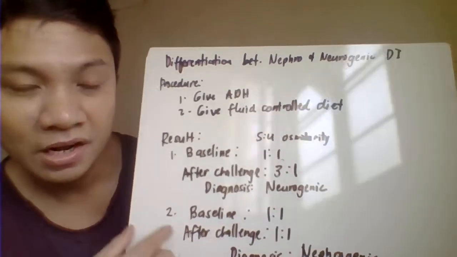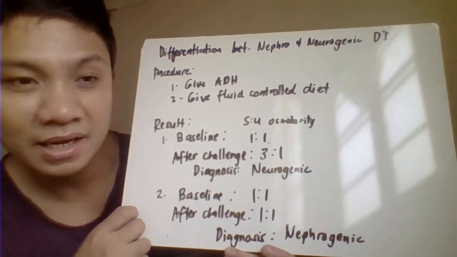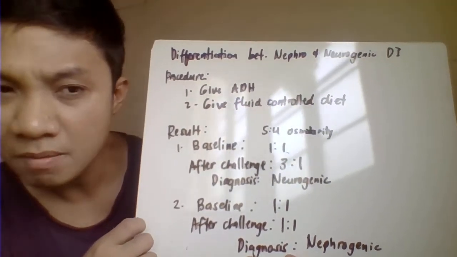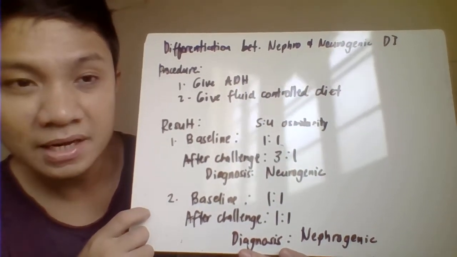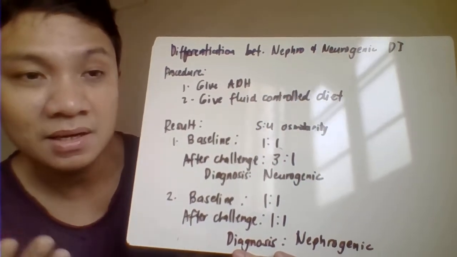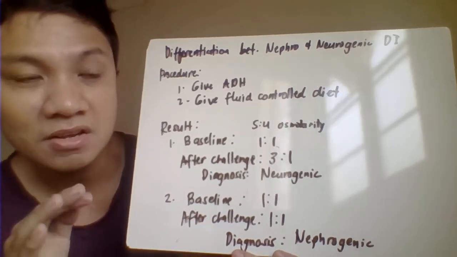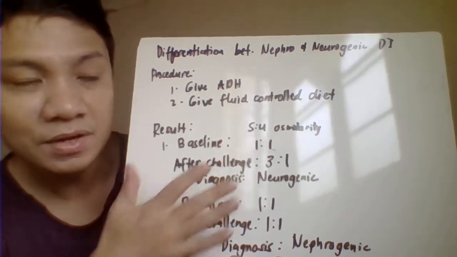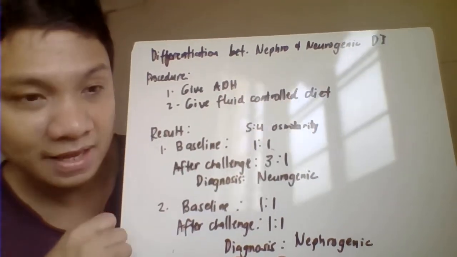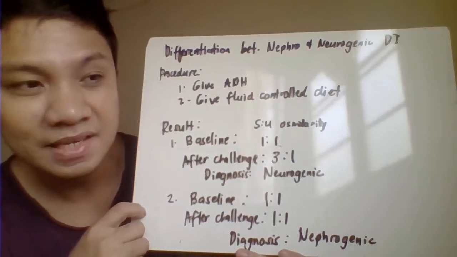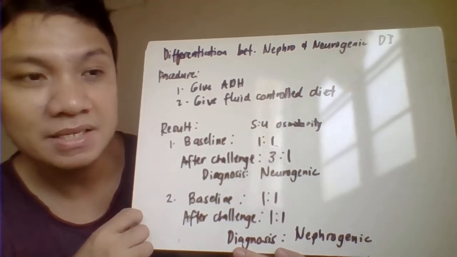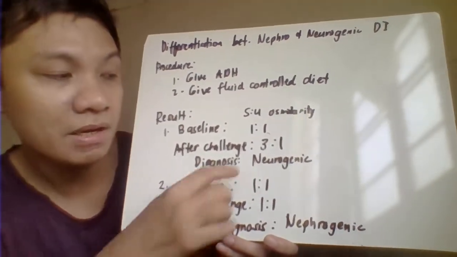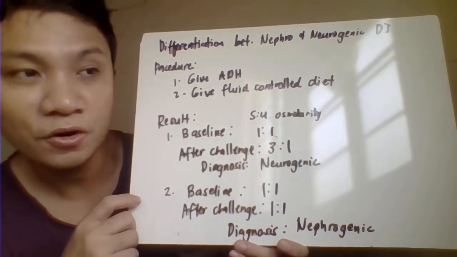So that's your neurogenic. Bakit neurogenic? Okay, remember, ang ginawa mo dito, nagbigay ka ng ADH. Ano ulit ang problem sa neurogenic? In the neurogenic, the problem is your hypothalamus, diba? Wala kang ADH is because your hypothalamus is really defective in production of your ADH. Kaso nga lang, in this procedure, nagbigay ka ng ADH. Okay, since tumaas siya, mean to say, ang problem ni patient is on the hypothalamus. So, pag nag-increase siya from 1:1, after challenge, maging 3:1, that's your neurogenic.